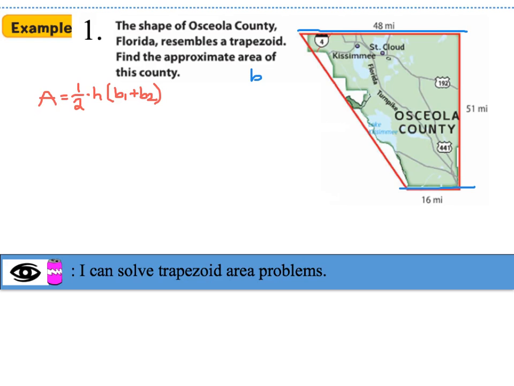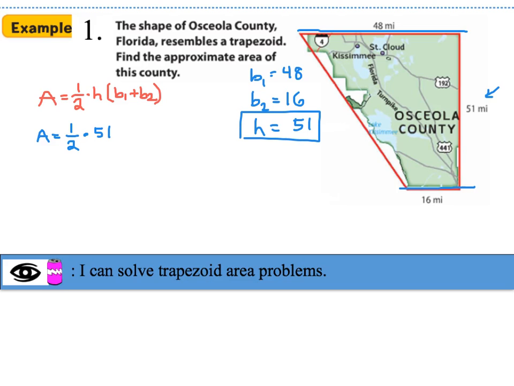So I can say that base 1 is equal to 48 miles. Then I can say base 2 is equal to 16 miles. And then they also give us the height. This is the height right here. It's not the angled line, so it would be 51 miles. Since we have this information, let's plug it into the formula. The area is equal to 1/2 times the height, which is 51, times the quantity of base 1, which is 48, plus base 2, which is 16.